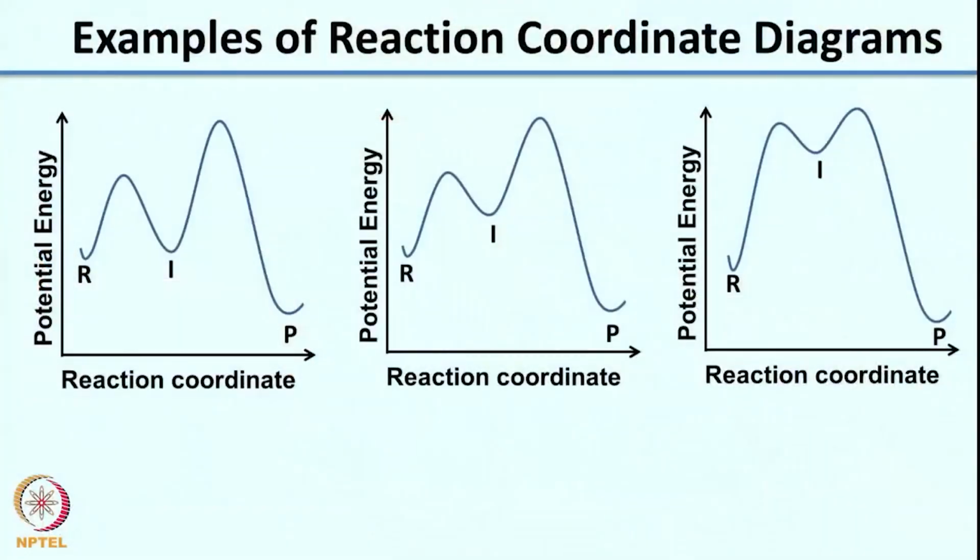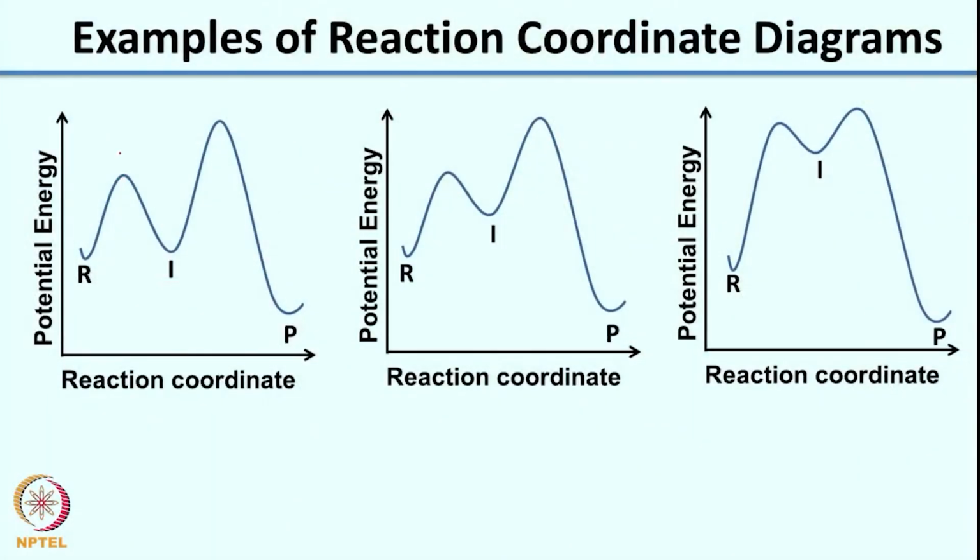So now we will do a similar exercise. I would like you to look at these three reaction coordinate diagrams and try to figure out which is the rate determining step, and try to represent these reactions as I had shown in the previous case, using R going to I going to P as arrows below each reaction. You can press the pause button and go ahead and do this exercise.